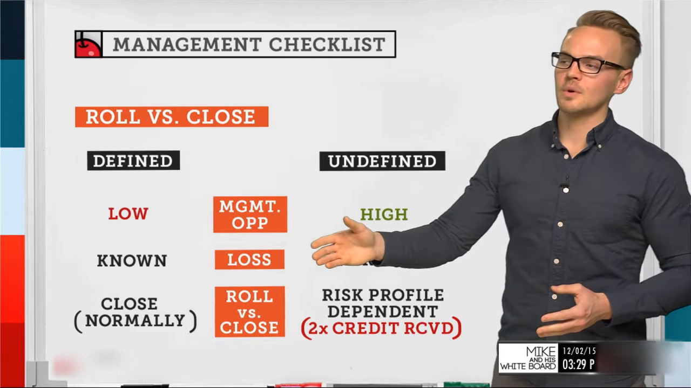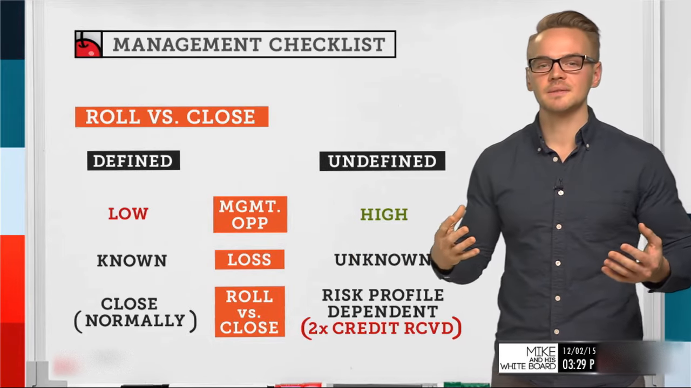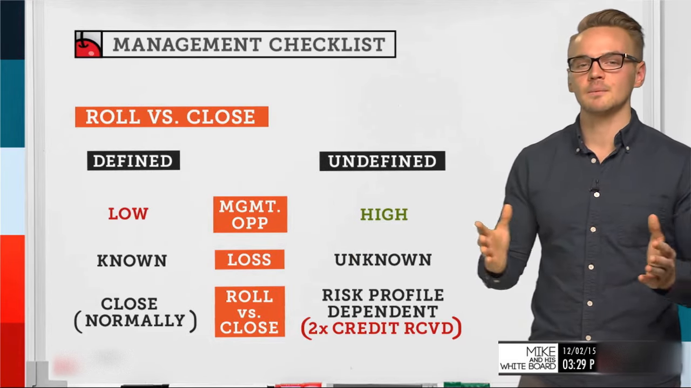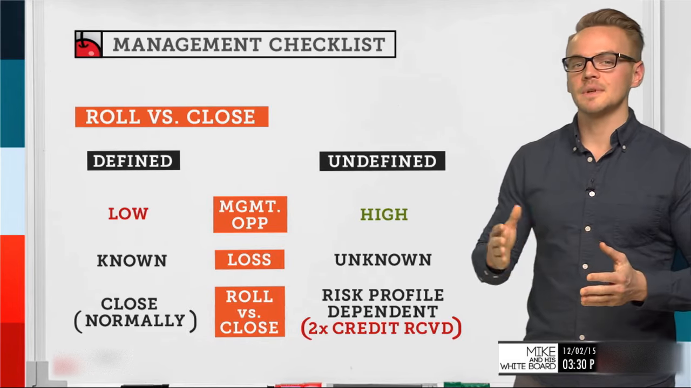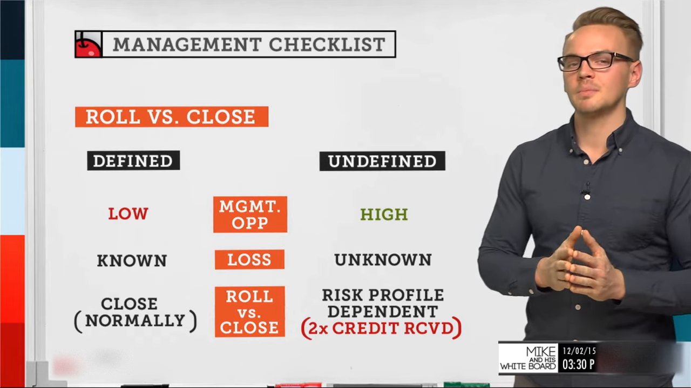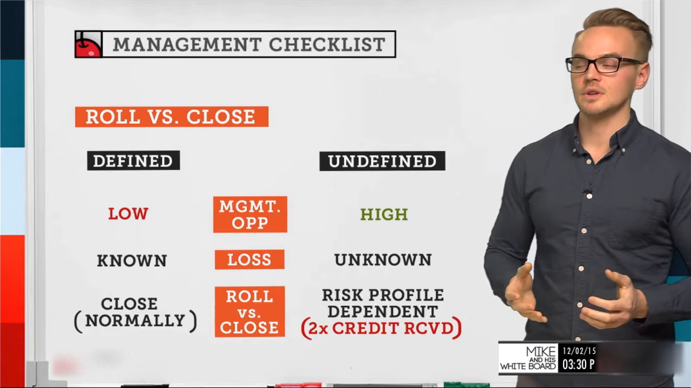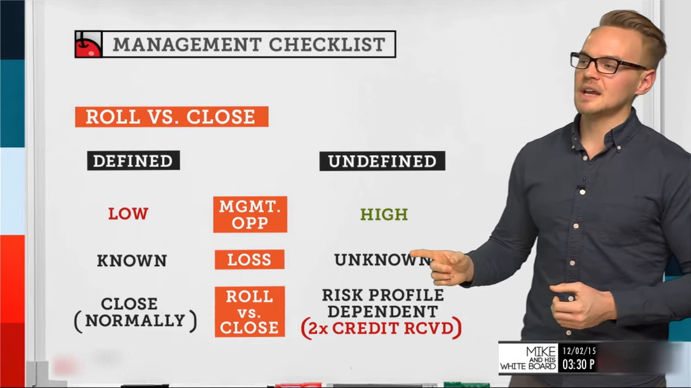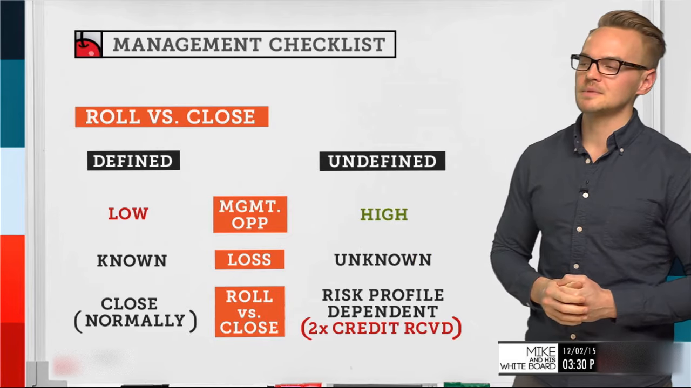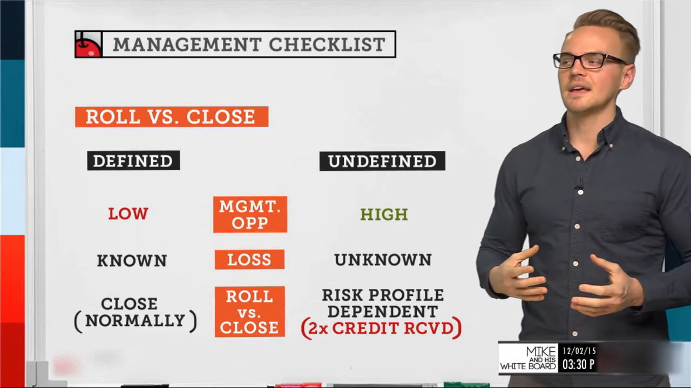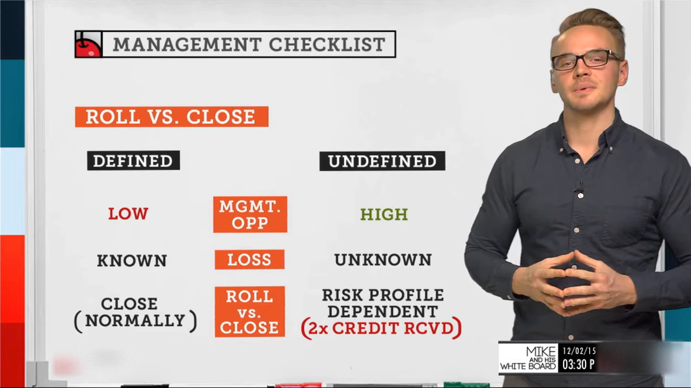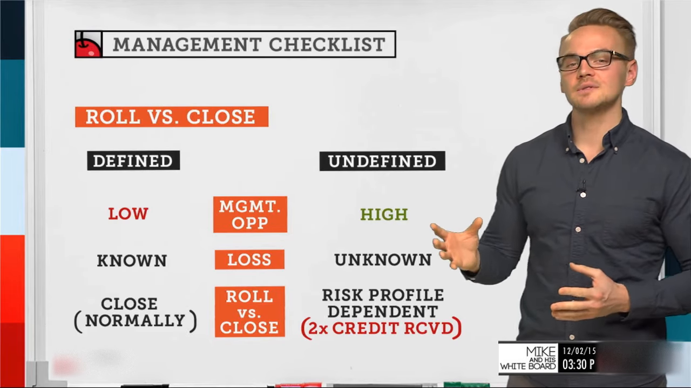So normally we're going to look to close just because that's pretty hard to happen, especially when we're closer to expiration. It's going to be pretty rare that we're on the dance floor, but if we are on the dance floor, then maybe we will look to roll as opposed to close. And when we're talking about undefined risk trades, when I'm determining whether to roll versus close, it's really risk profile dependent, and it's also account size dependent.